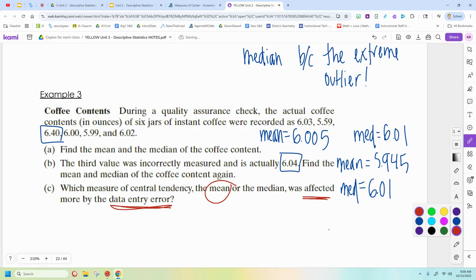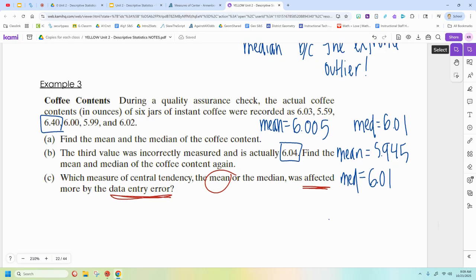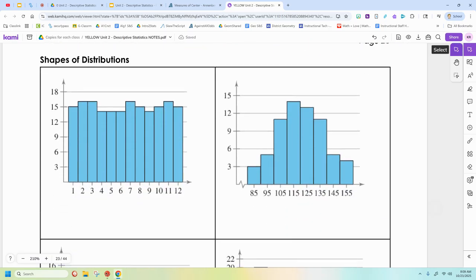So our mean was affected by the data error because the mean factors in all the pieces of data, versus the median, which really only takes care of 2 pieces of data, the 2 in the middle, or the 1 in the middle, depending on the scenario. Okay? All right. Turn the page, people. I can see the enthusiasm.